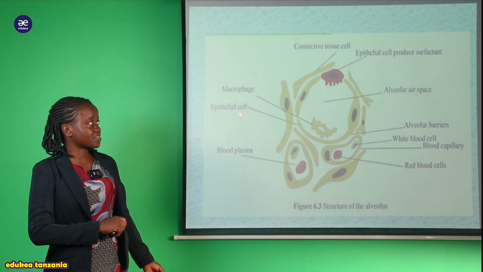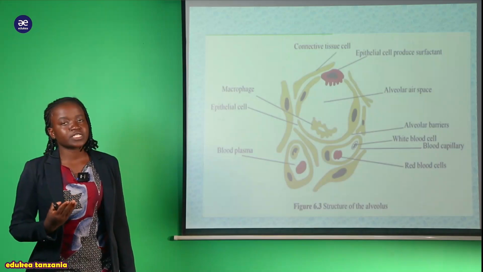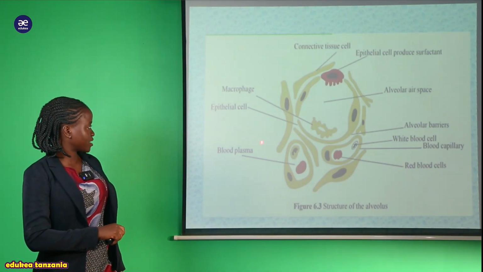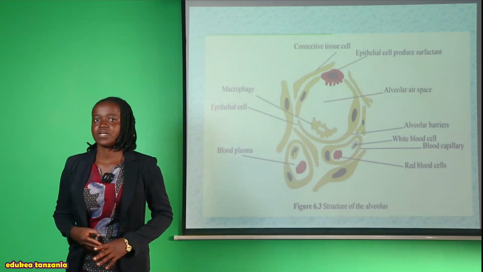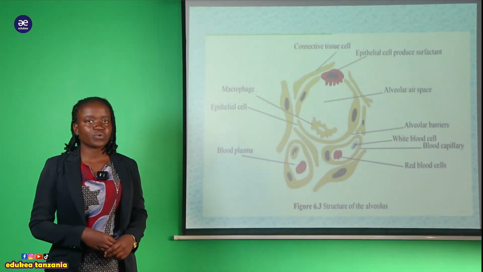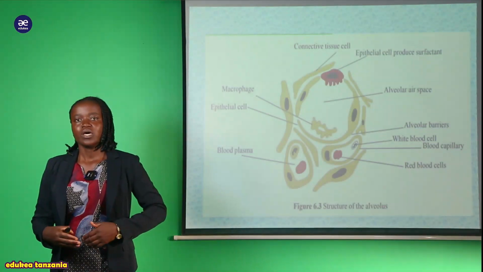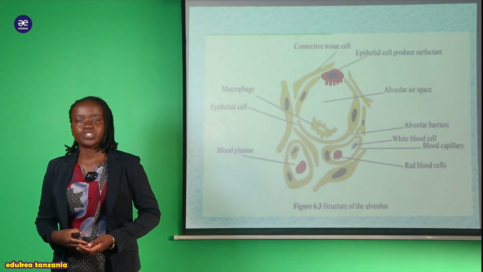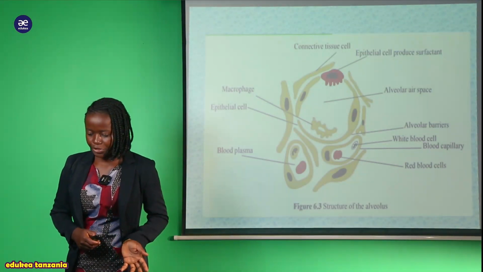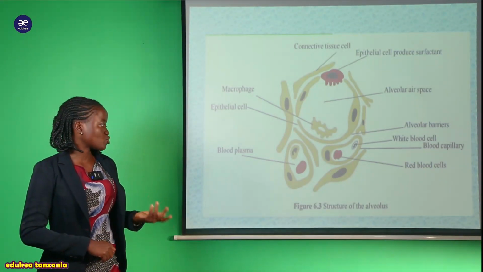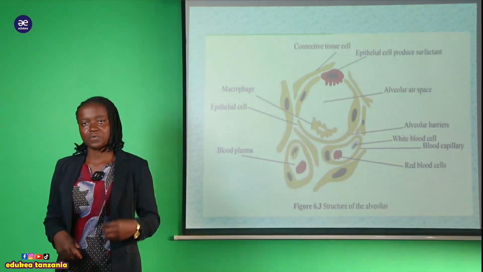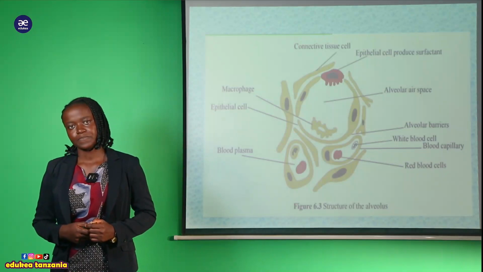We have this epithelial cell. They are all the same. It is used in producing the surfactant. But also now you can see the blood plasma. This is obvious because within the blood plasma there are several materials found within it, so maybe it provides energy and so on. So that is the structure of the alveoli. But don't forget that the alveoli are responsible for the production of the surfactant.